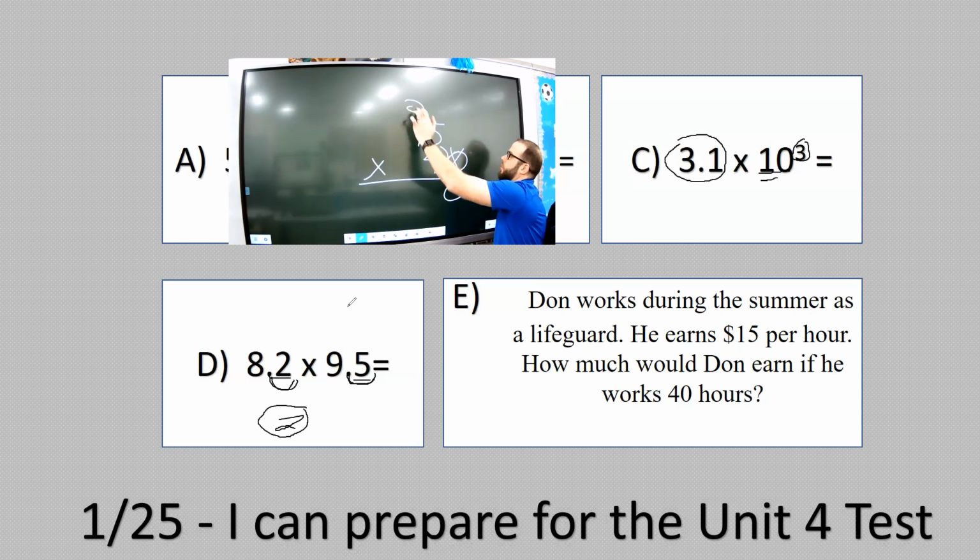5 times 4 is 20. 4 times 1 is 4, plus 2 is 6. So he's making $600. And if you're like, I don't get the get rid of the 0 thing, that's fine.